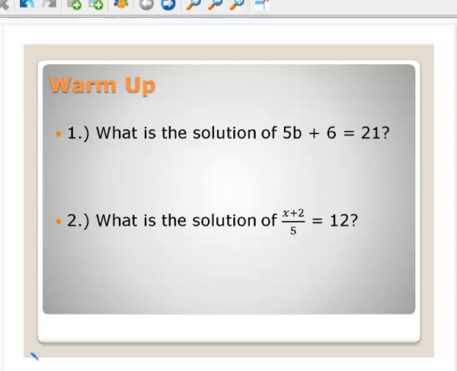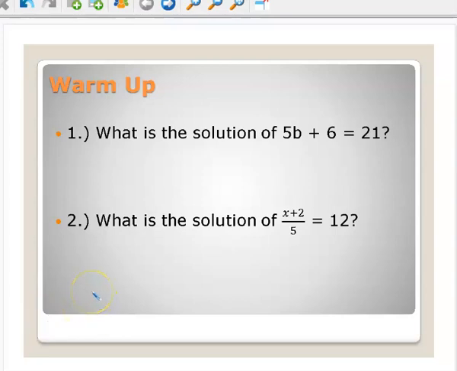We're going to start the lesson today with a couple of warm-up questions over two-step equations. So go ahead and pause the video at this point, work through those two warm-up questions, and we'll be back to take a look at our answers.